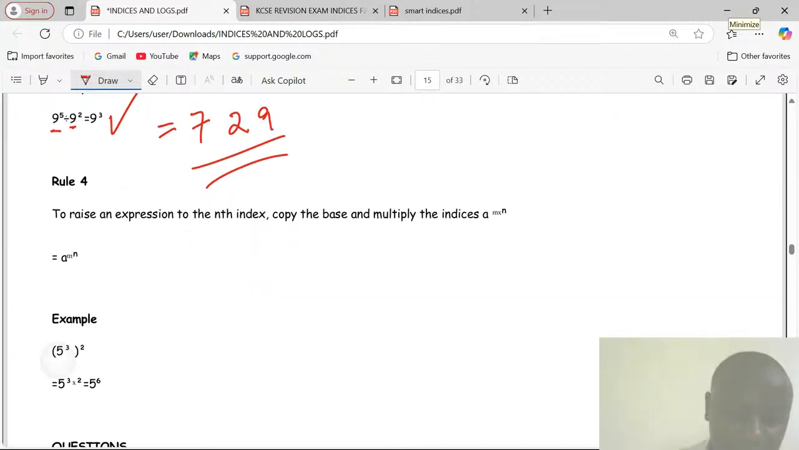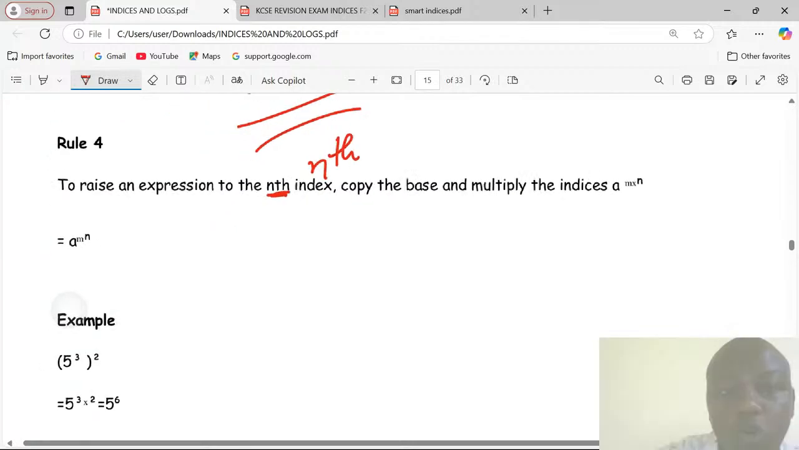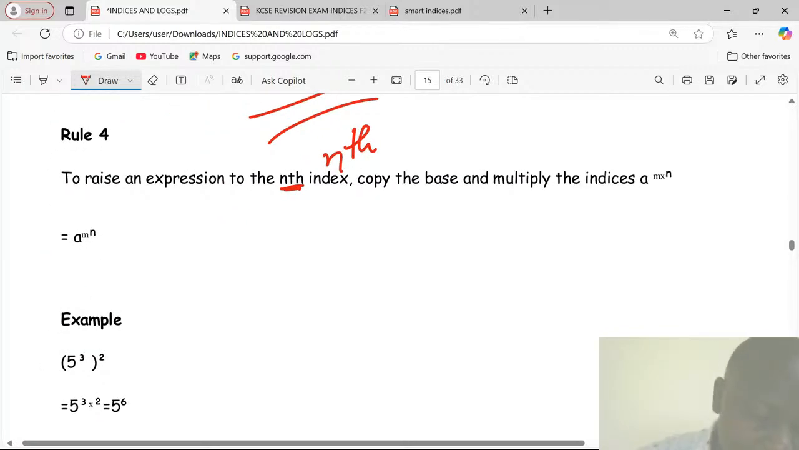Look at this. We are told that in rule number 4, to raise an expression to the nth index, copy the base and multiply the indices. In simpler terms, I am supposed to clarify this one, and I tell you that it is called the product law of indices.